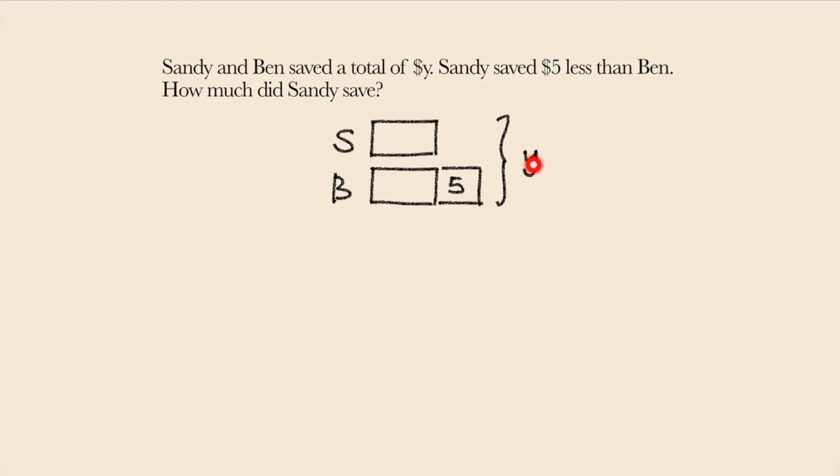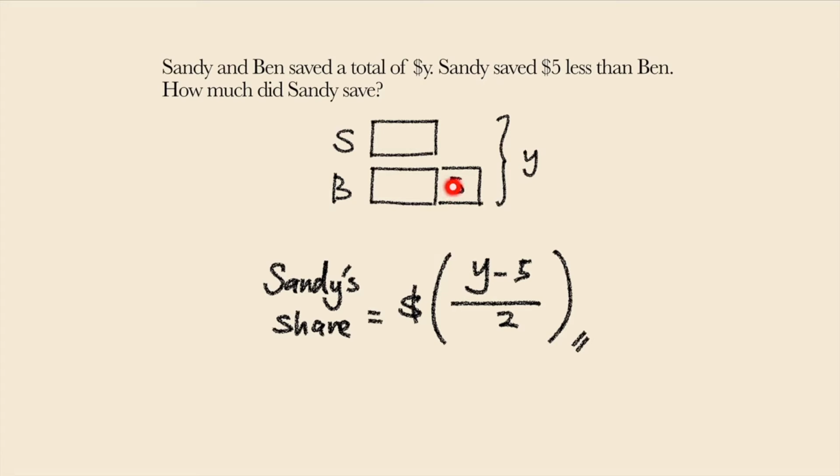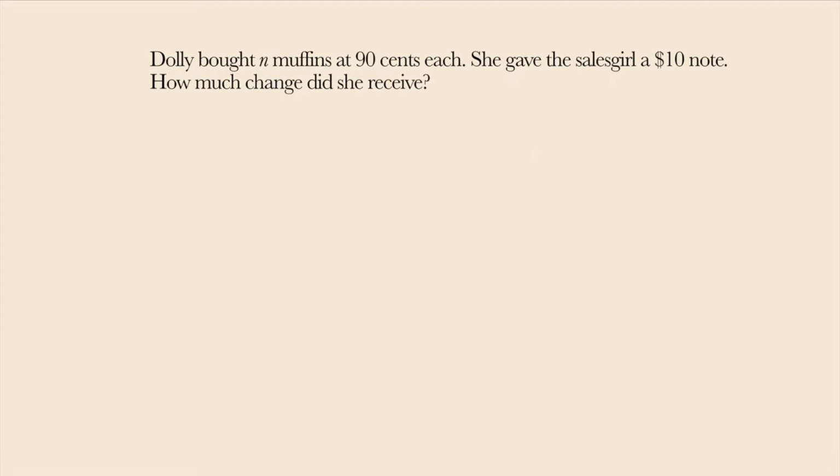Well, that requires us to take the total y, subtract 5, and then that answer would represent 2 units, but we want only one of those units. So what we do is we take y minus 5 and halve it, divide by 2. Here, your answer is (y minus 5) over 2. Notice that I put parentheses around my answer and put a dollar sign because we are working with money. And this is my answer in terms of y.